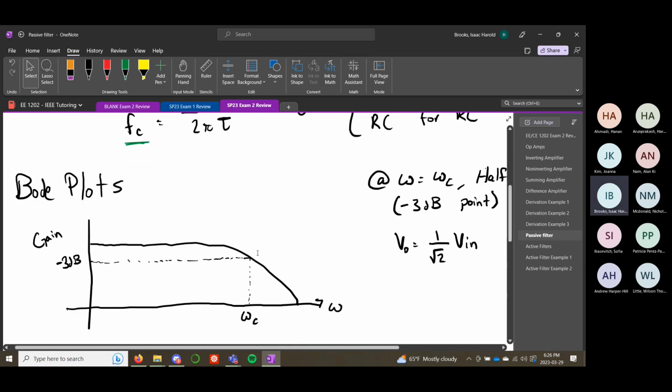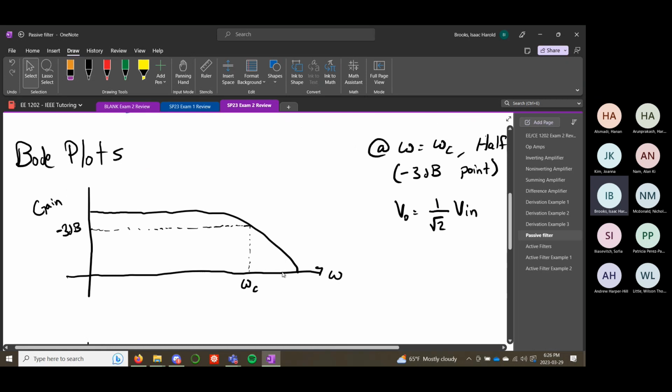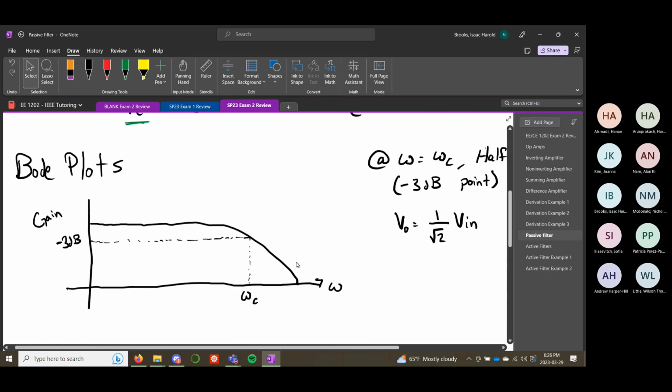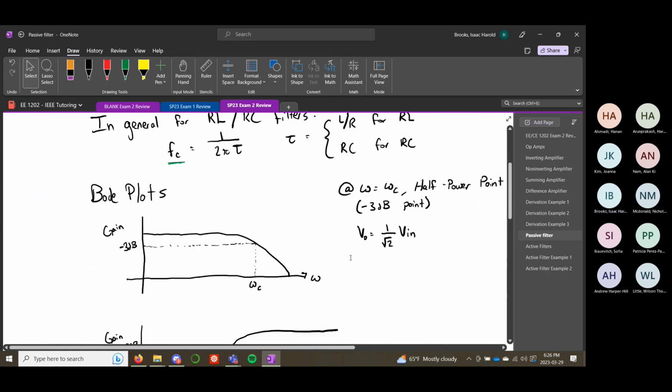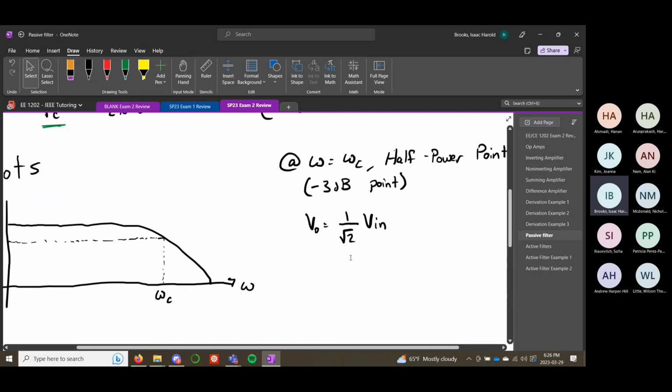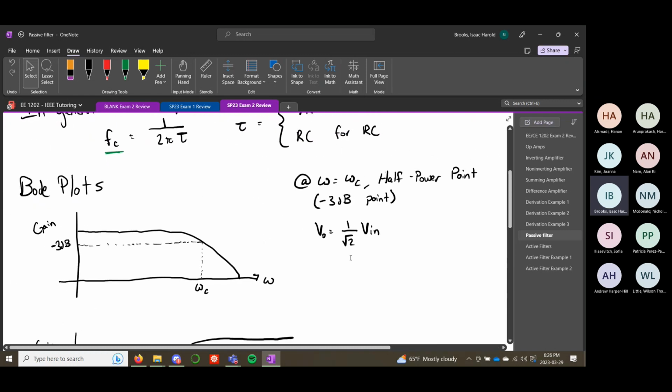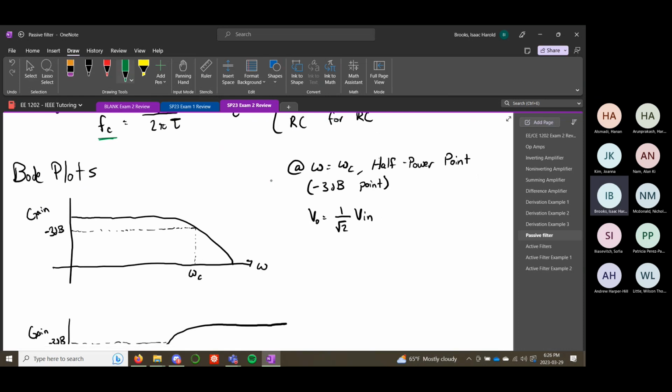So Bode plots. Bode plots are the gain versus frequency plots. Yeah, I already talked about this a little bit, but there's a couple of important things about the Bode plot. First of all, the x-axis could be either omega, which is the angular frequency, or it could be f, which is just the frequency.